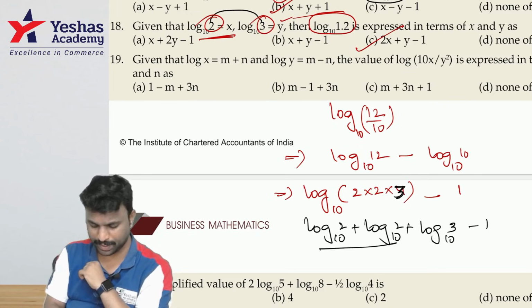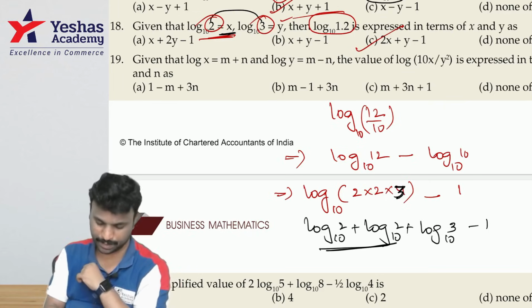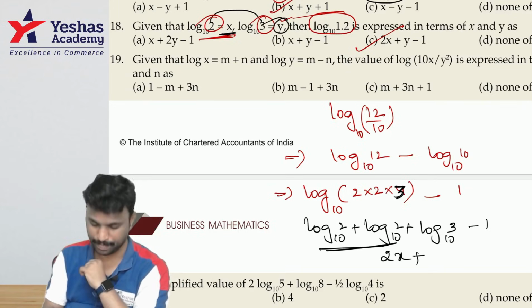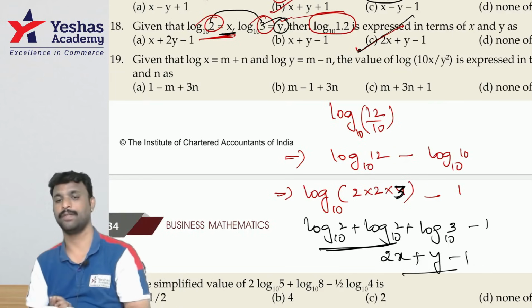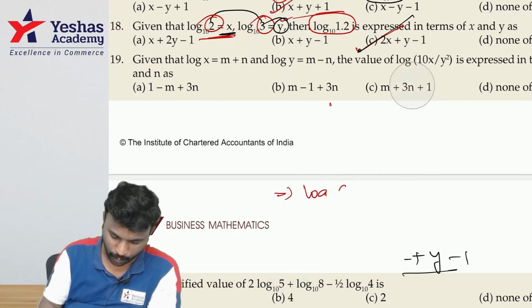So log 2 to base 10 plus log 2 to base 10. First of all, log 2 to base 10 is x. x plus x becomes 2x. Log 3 to base 10 is y, isn't it? Minus 1. And the answer is option C itself. Have you understood? Guys, moving on to the next question.